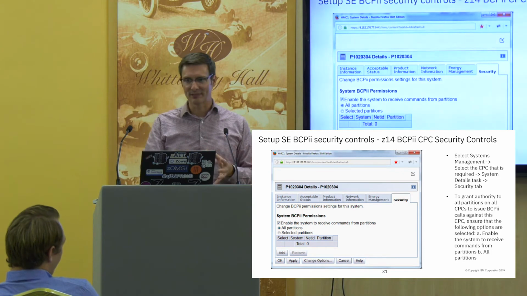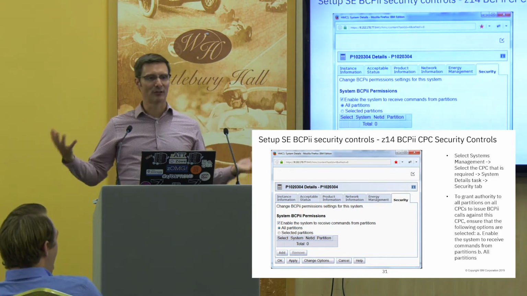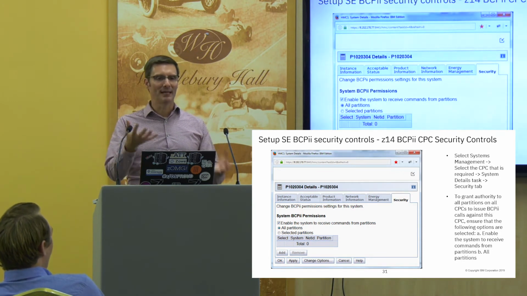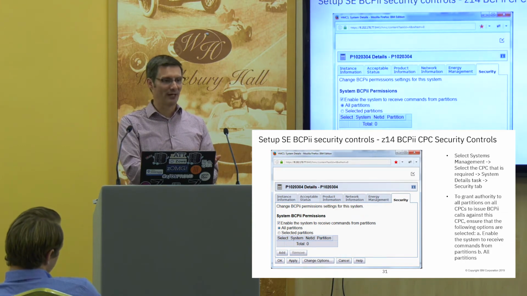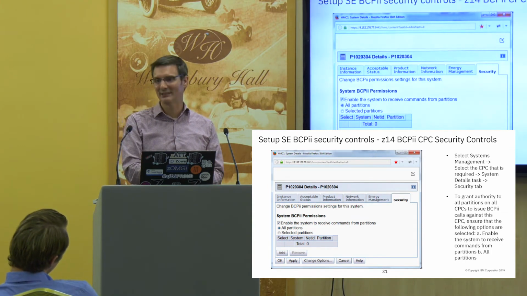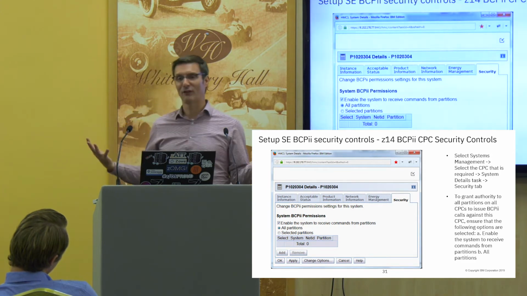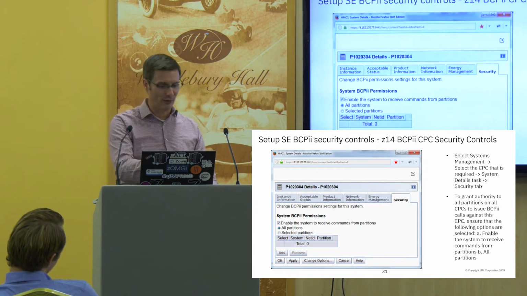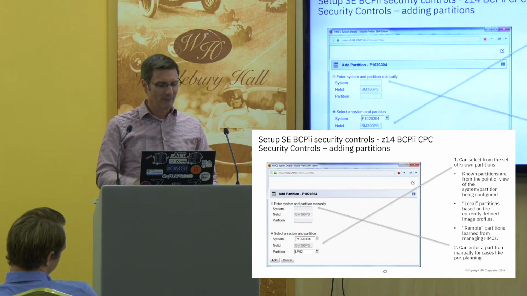From there, I can say which partition I'm going to allow to look at the CPC controls themselves. Remember, in the case of a service provider, the two companies may not have access, but the service provider is going to have their own LPAR that they say, yes, I have authority to. I'm the service provider, right? So they're going to be given authority.